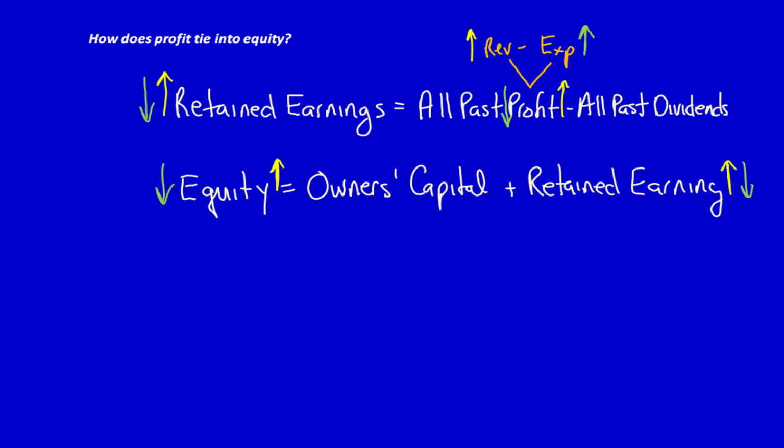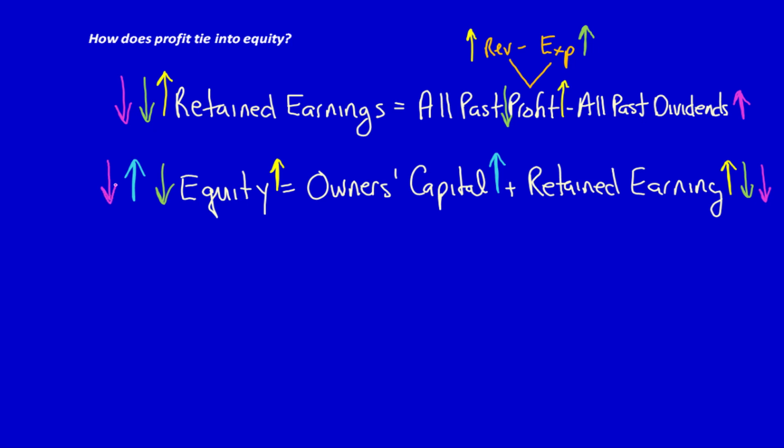What else affects equity? Equity is increased by owner's capital, the amount that owners invest in the business. If owner's capital increases, then equity increases. Finally, equity is decreased through dividends, because when dividends increase, retained earnings decreases, which causes equity to decrease also.